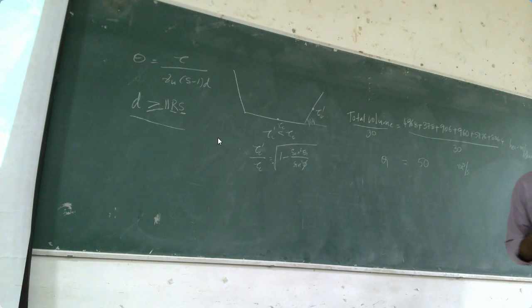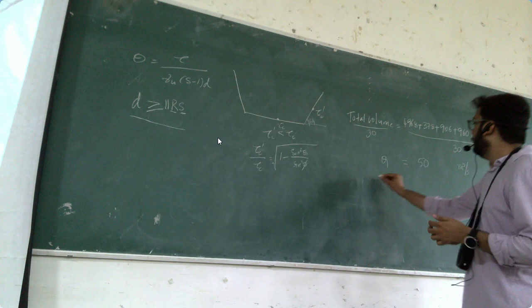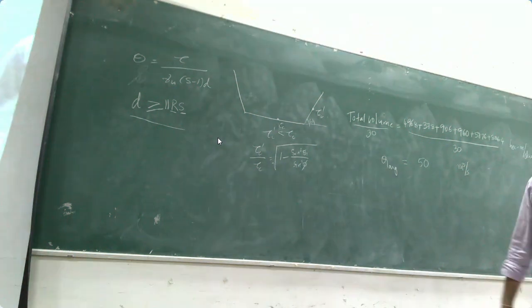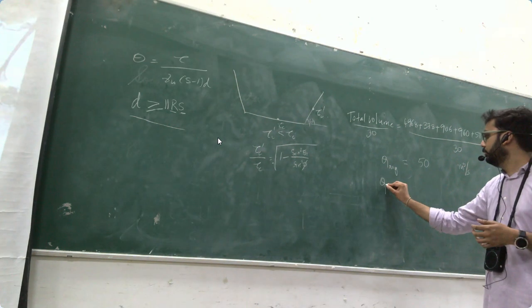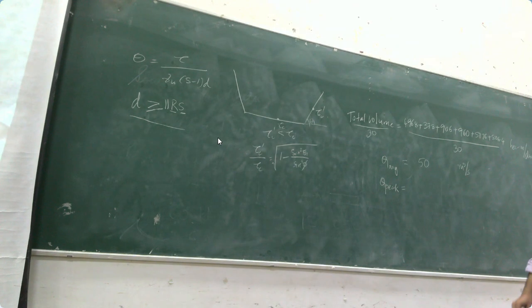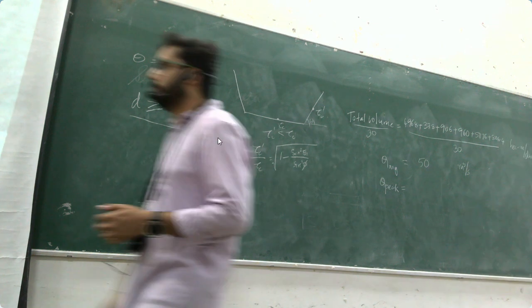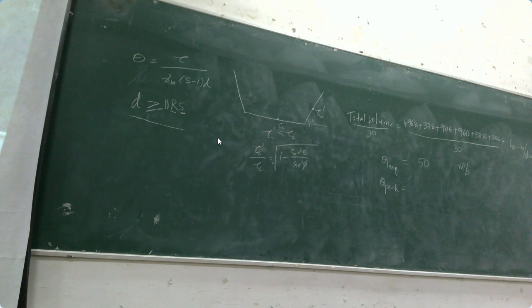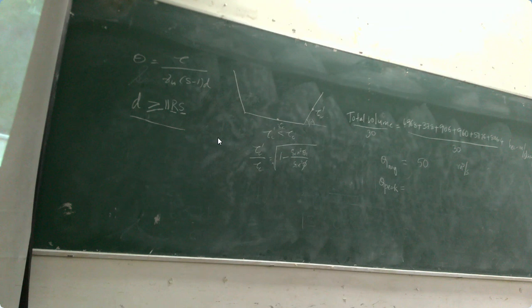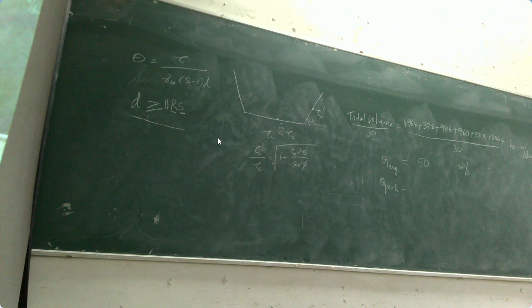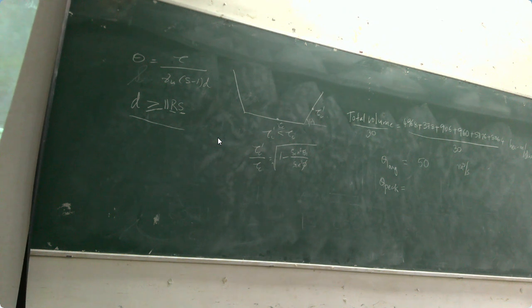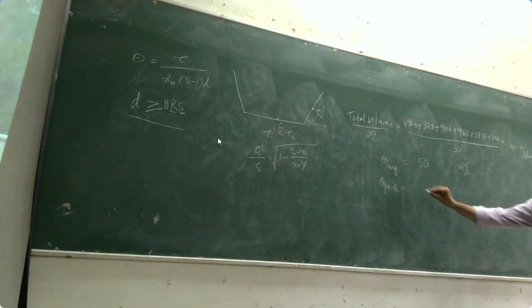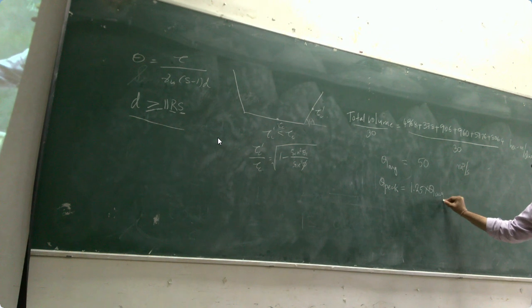So you got 50. Now let's say this is the average discharge. So have you got 50? Okay, so close to 50. So let's say the peak discharge is 1.25 times this Q average, because we have calculated an average discharge for the whole month.